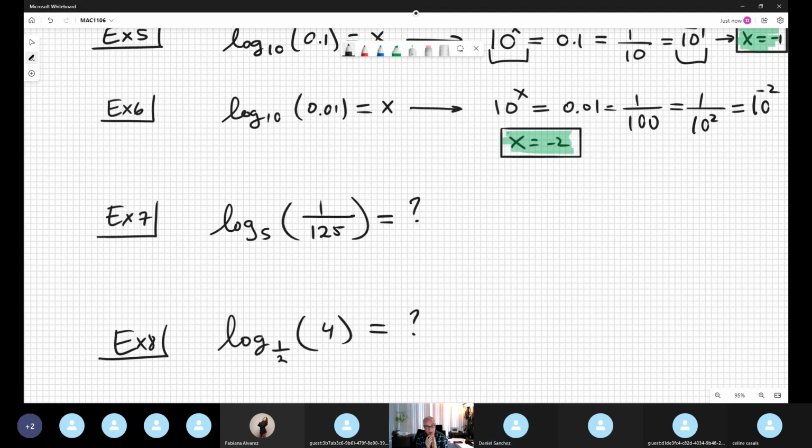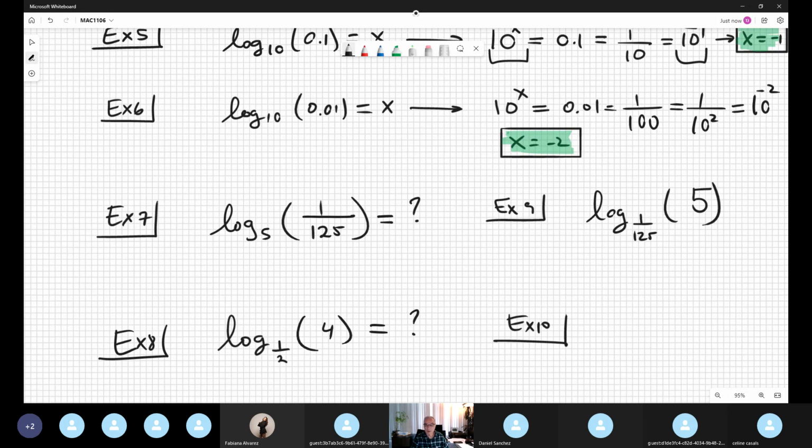No. This is not the idea. I want to explain one more time. Okay, let me create 2 more examples, example 9 and example 10. I change a little bit. It's similar. Suppose logarithm base 1/125 of 5, and this is logarithm base 4 of 1/2.